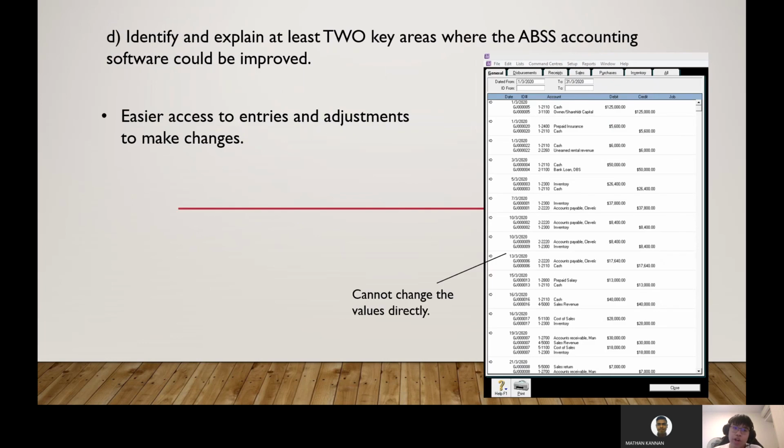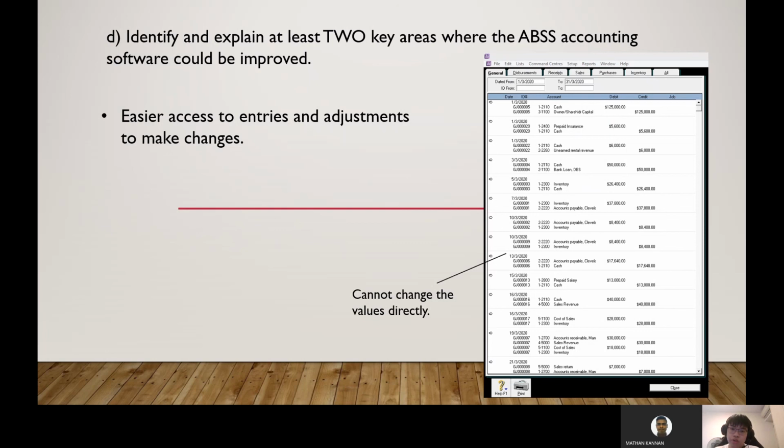Another key area where ABSS accounting software could be improved on is to have easier access to entries and adjustments to make changes. For example, you can see on the right side our project's journal entries. These entries are presented here and we can see them clearly. However, if we notice any error, we cannot change them here directly, and we have to move on to the record journal entries function and check out the source of error and then change them there directly.